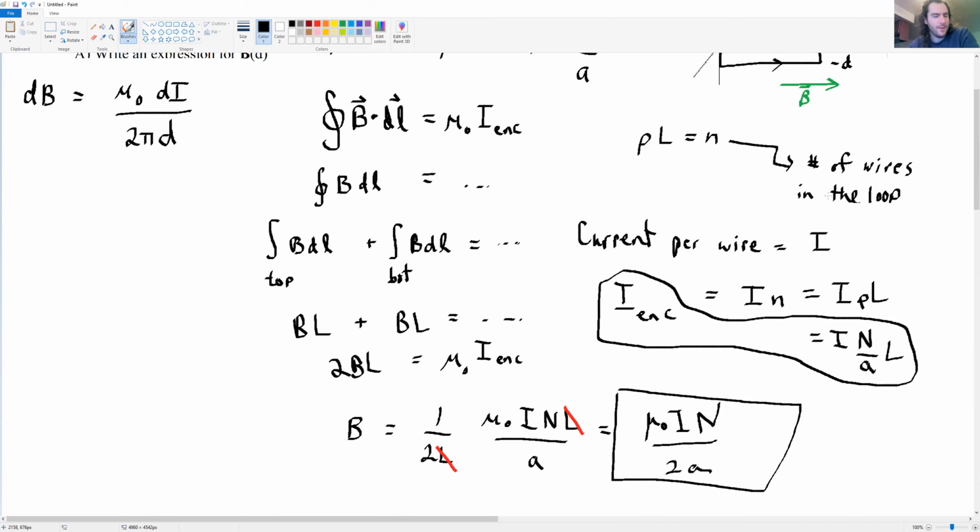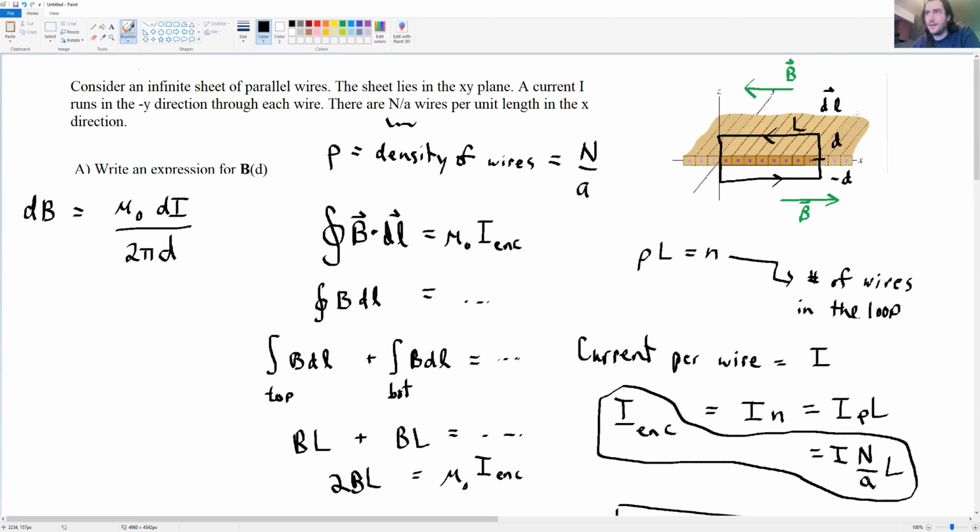Maybe we should recap that one, because even I was confused there for a second. Yeah, can we do a recap? Yeah, let's recap the question here. So consider an infinite sheet of parallel wires. The sheet lies in the XY plane. A current I runs in the minus Y direction through each wire. There are n over A wires per unit length in the X direction. Write an expression for the magnetic field.